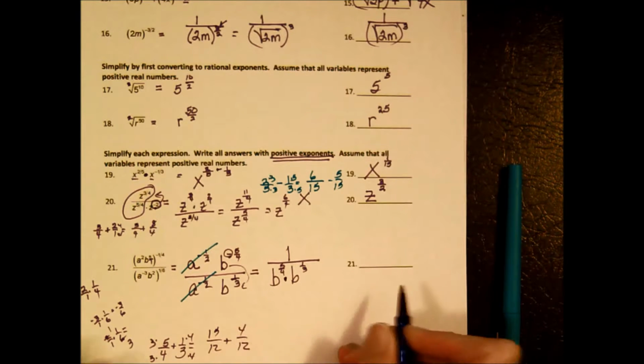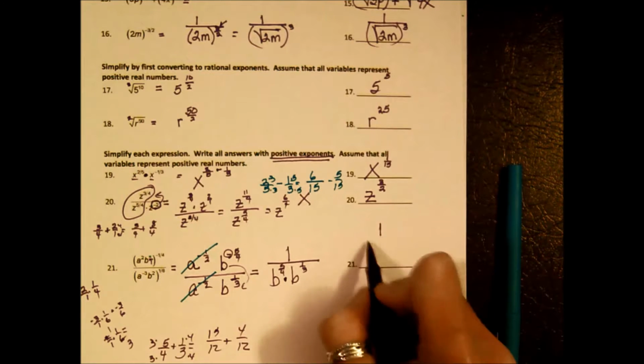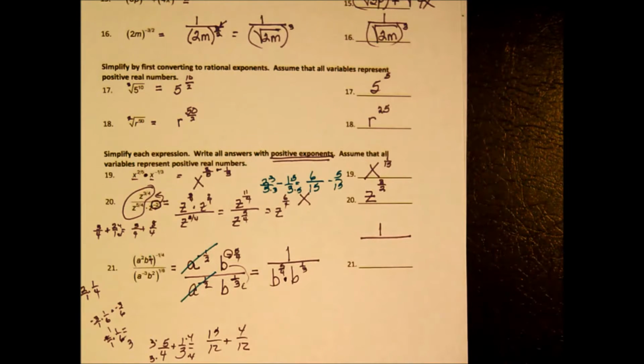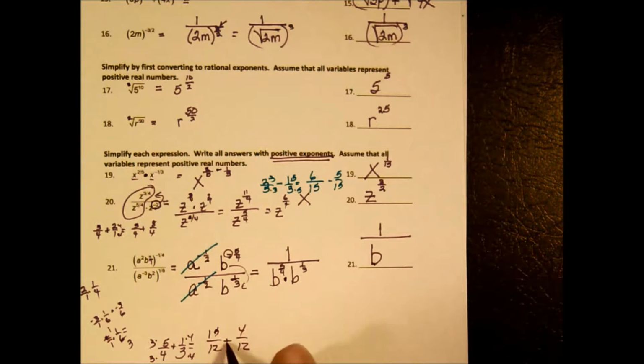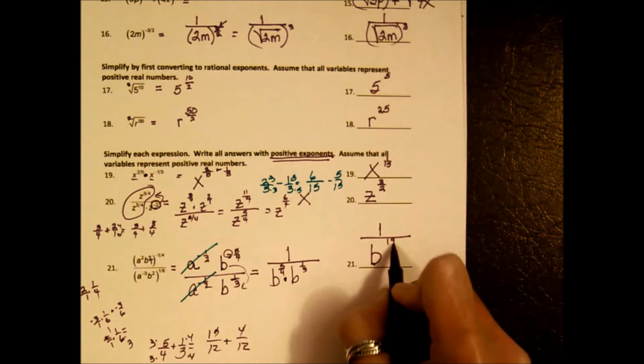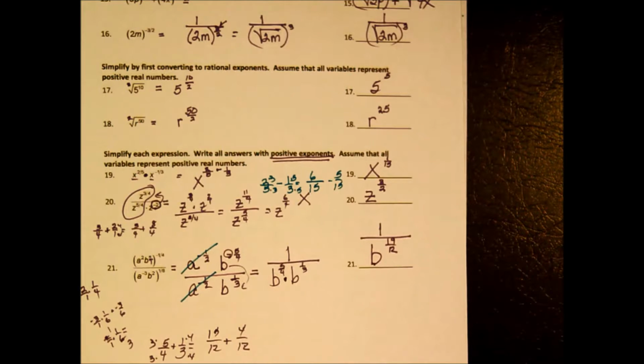So what I end up with is 1 over, don't forget the 1 over part, and then I have b, then I have 15 twelfths plus 4 twelfths is 19 twelfths. Not a very pretty answer on that one, and there were a lot of things that you had to remember.